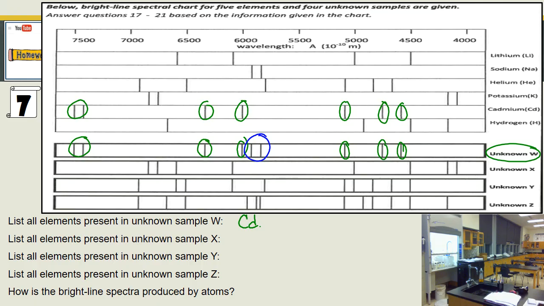Where is there a double band? There's a double band here. Notice he doesn't have anything else, because if there was a one here, I'd need to have it or it wouldn't be there. Okay? So it looks like I also have sodium in my band. So I have cadmium and sodium, Na.